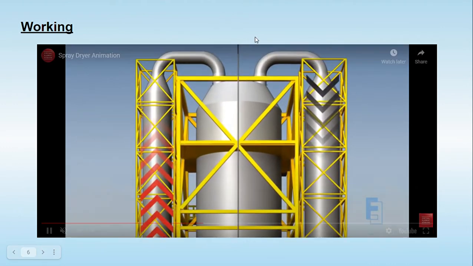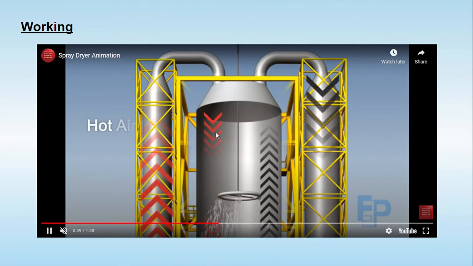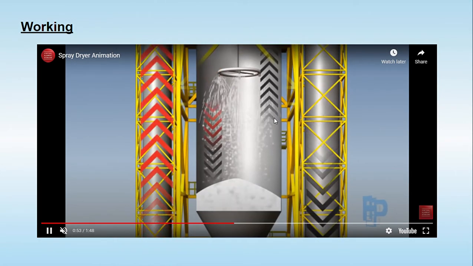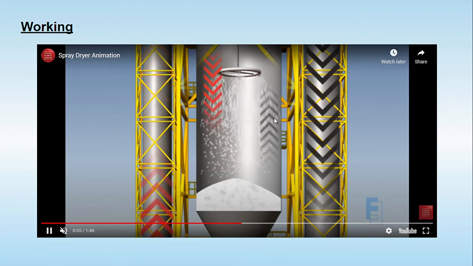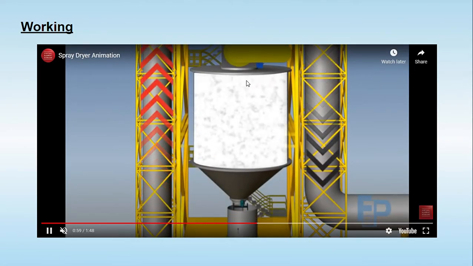Now this is the entire drying chamber. This red arrow indicates the hot air, and from the other side the air is also going to be taken out to maintain the pressure. That is shown by the black arrow, and the product which is dried is collected at the bottom.